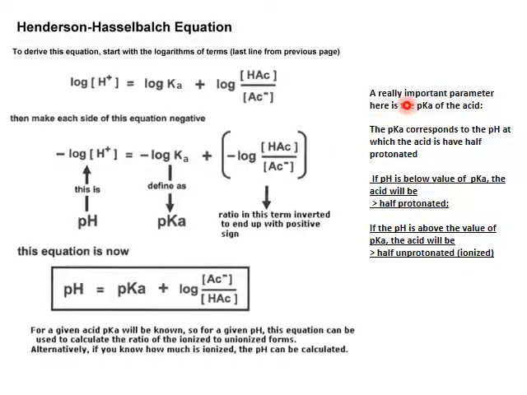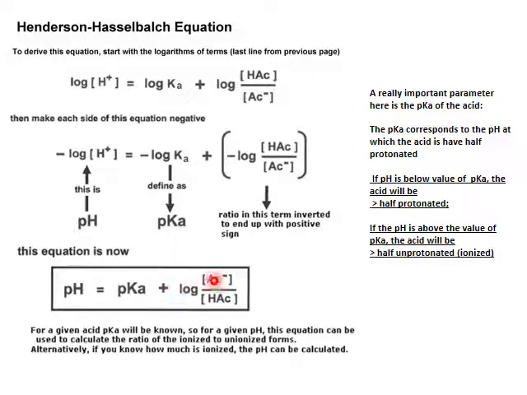So different parts of an organism have different pH values. Cells are in different pH environments. And so it's important to understand how these functional groups behave under different pH conditions.